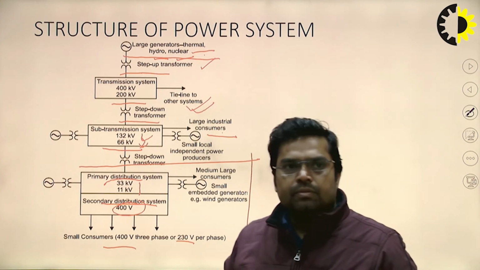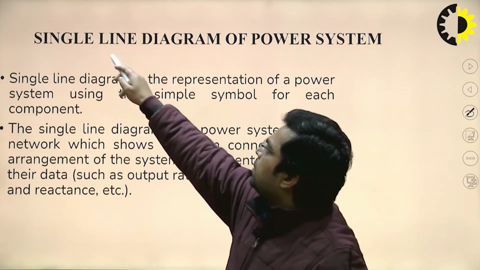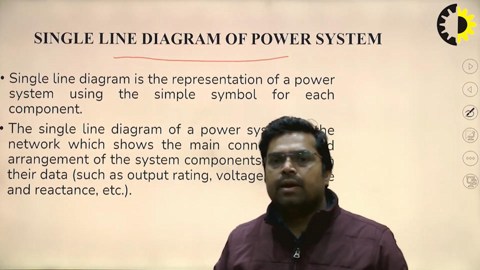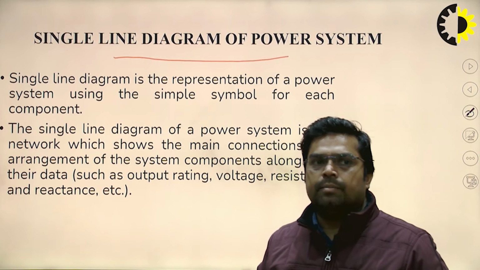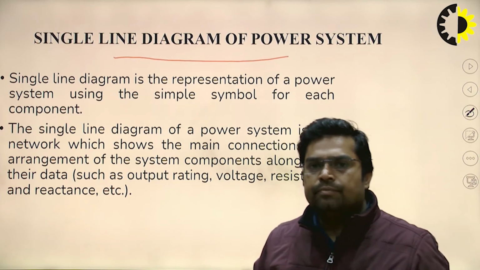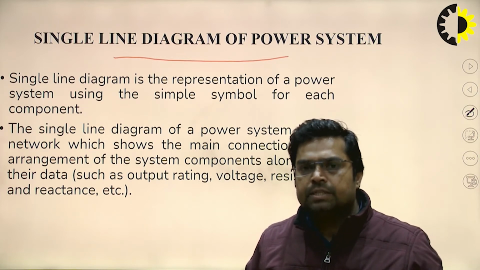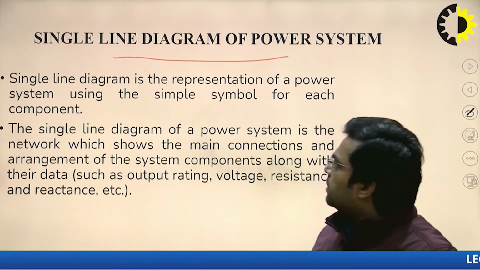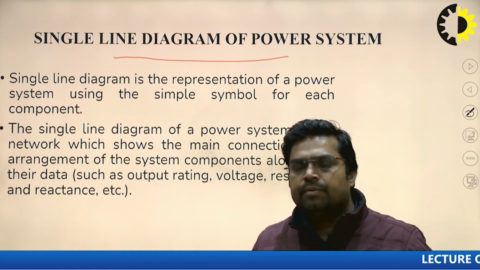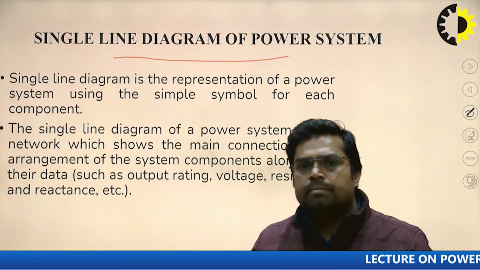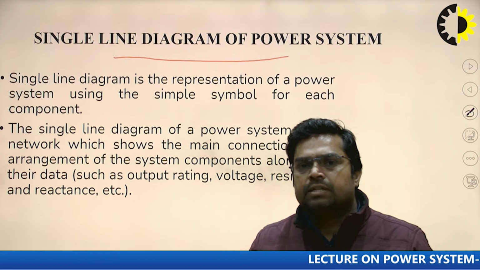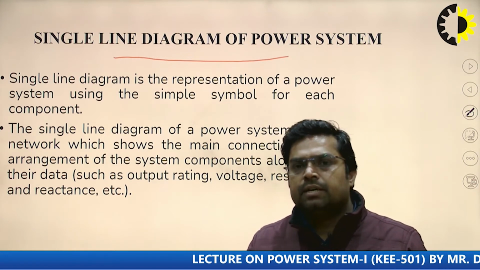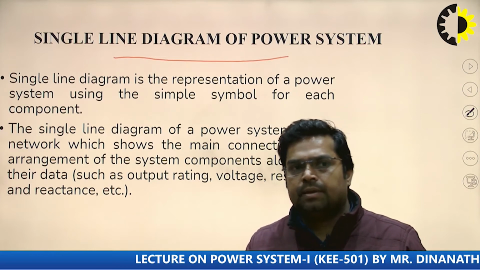Now come to the next important topic, single line diagram. What is a single line diagram? Why do we draw this single line diagram? A single line diagram is a basic representation of the power system in the easiest way, and it is represented by some simple symbols. These symbols may be IEEE standard or American standard, they will be defined.